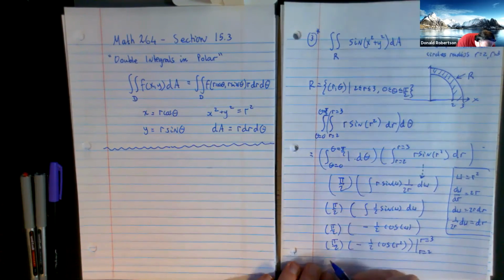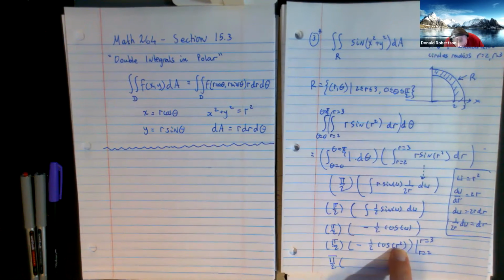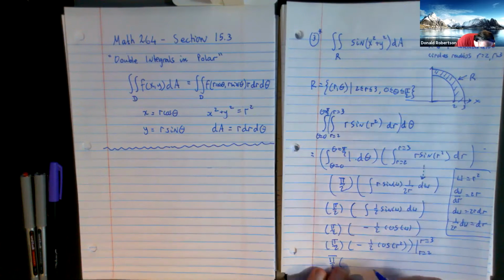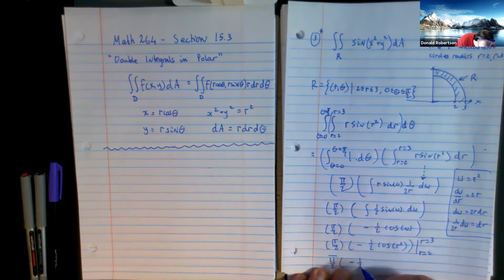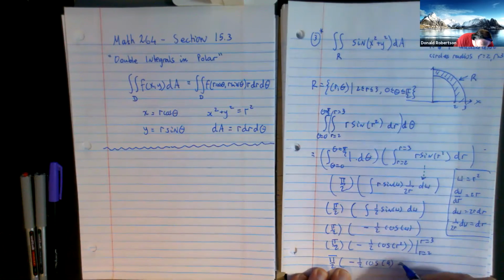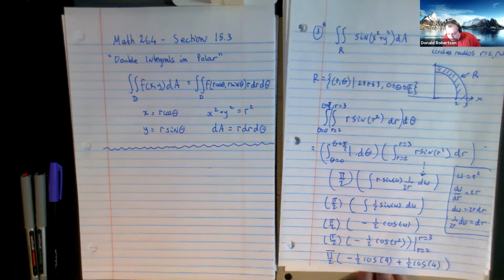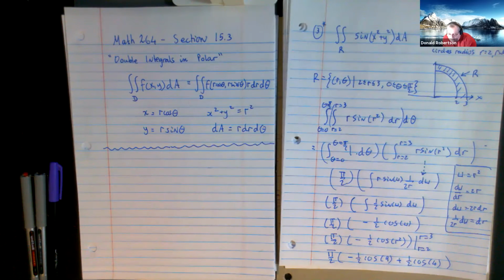And since I'm running short of room, if you plug in 3 here, you get 9. If you plug in 2 here, you get 4. So you end up with negative 1/2 cosine 9, take away negative, add 1/2 the cosine 4, and it's okay to be ugly because that's the exact answer, and 9 and 4 are considered okay forms for the result.